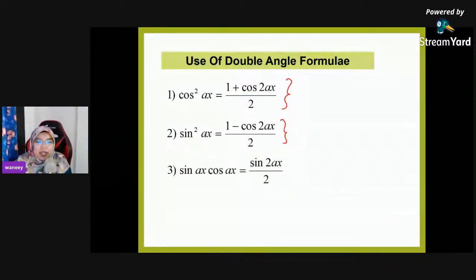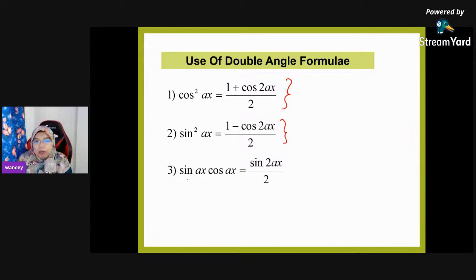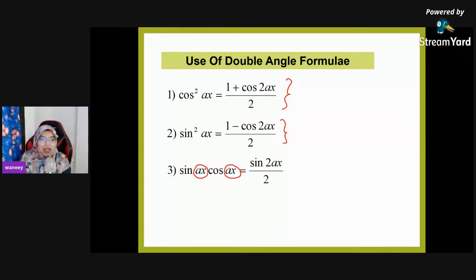And another one, if let's say you have a multiplication between a sine and a cos, so we can actually use the formula for double angle using the sine. So sine ax cos ax. So they are having a similar angle over here. So sine ax cos ax. Again, something that you should take note. The angle are similar. The angle is the same.